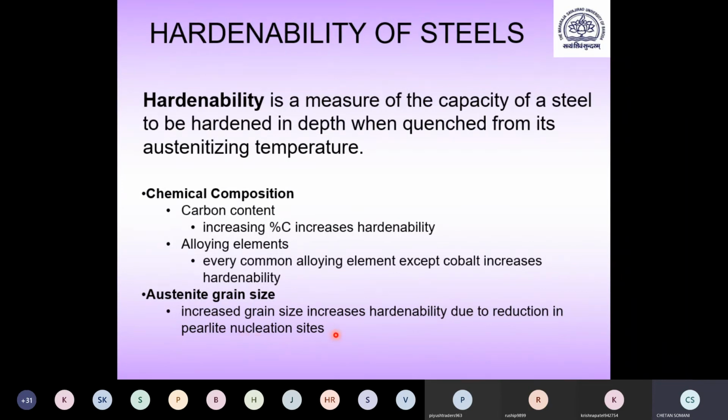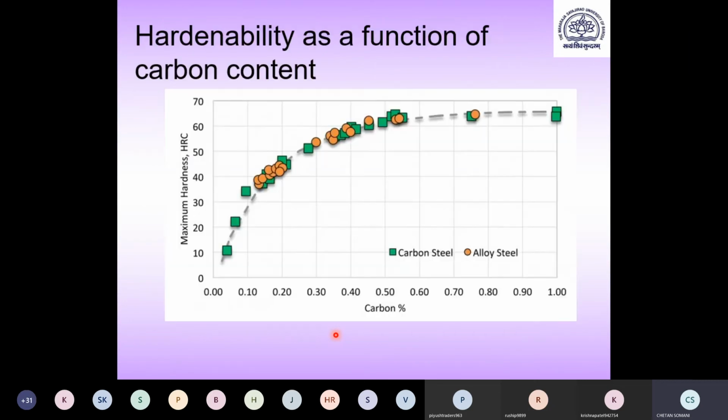So these are the factors affecting hardenability. Chemical composition has two parts: one is carbon content and another is alloying elements. As carbon content increases, hardenability increases. Second, alloying elements: except cobalt, all the alloying elements improve hardenability. And second is the grain size of austenite. Hardenability increases with the grain size of austenite. If the grain size of austenite is larger, hardenability is better.